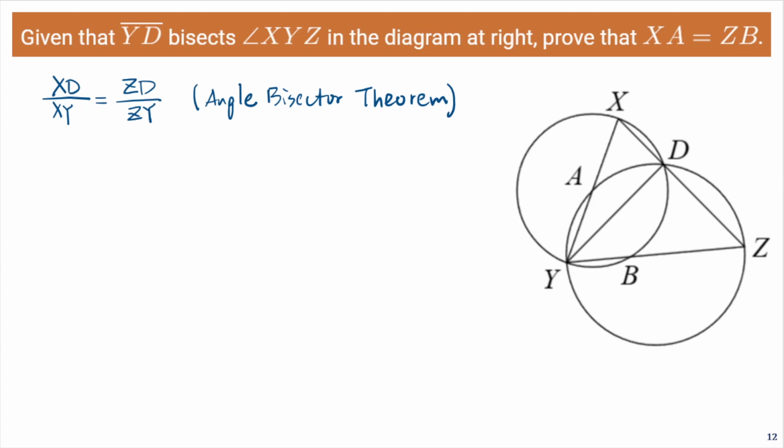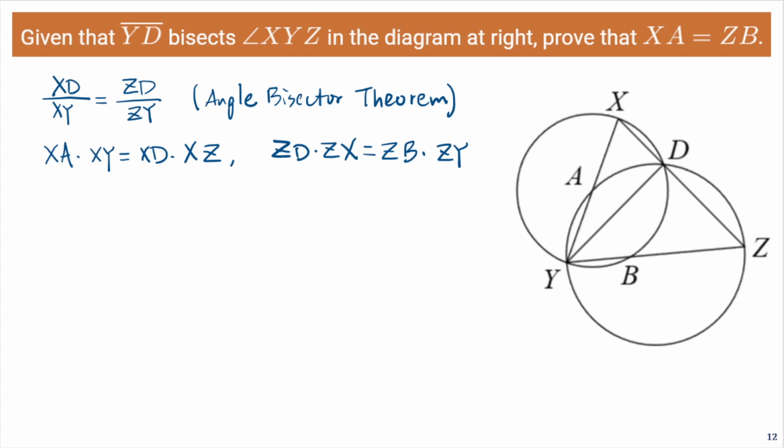However, we need something with XA and ZB. Therefore, we turn to the powers of points X and Z, which respectively gives us XA times XY equals XD times XZ and ZD times ZX equals ZB times ZY, right?